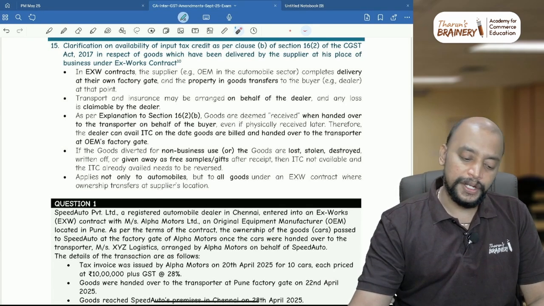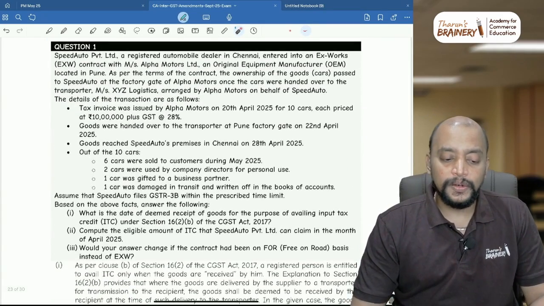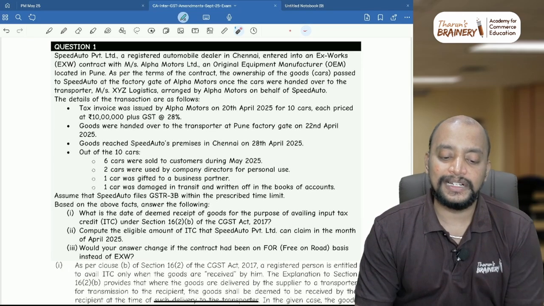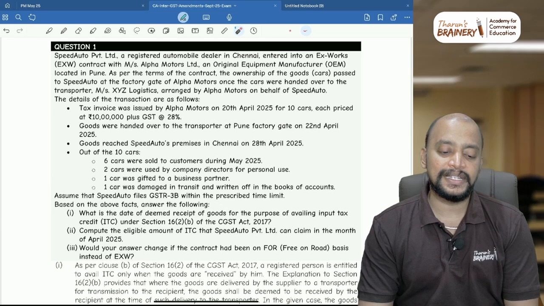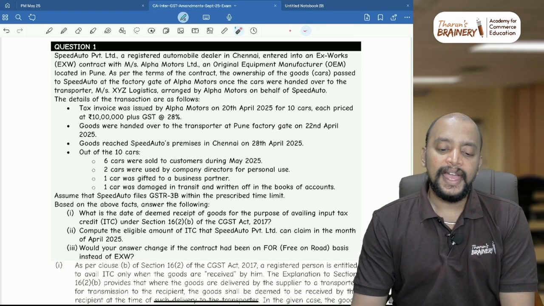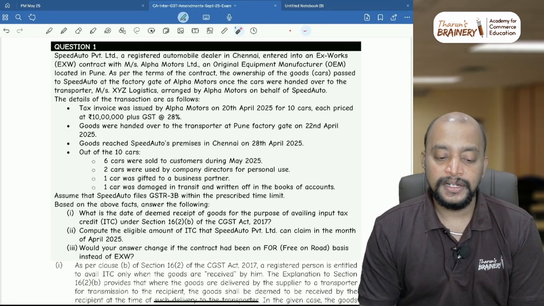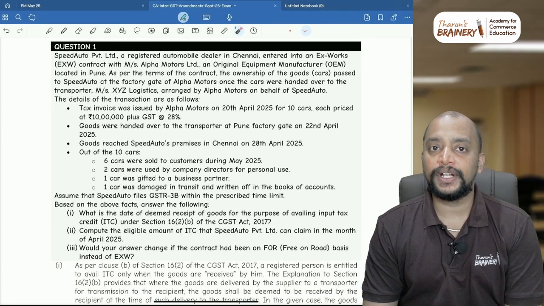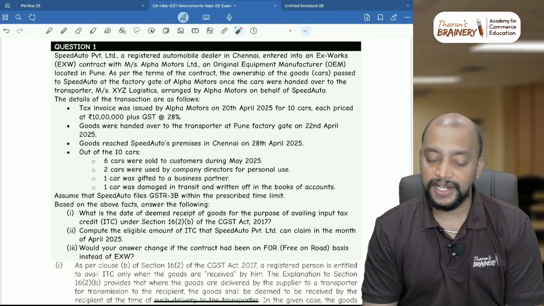Okay, look into this question related to this. Speed Auto Private Limited, a registered automobile dealer in Chennai, entered into an ex-works contract with Messrs Alpha Motors Limited, an original equipment manufacturer located in Pune. So, where is the supplier? Alpha Motors, Pune. Speed Auto Private Limited is the recipient in Chennai.